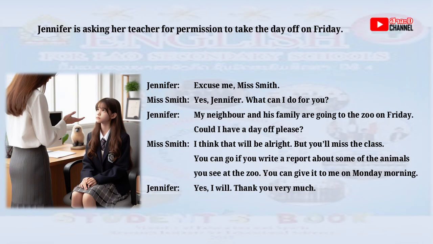Jennifer is asking her teacher for permission to take the day off on Friday.